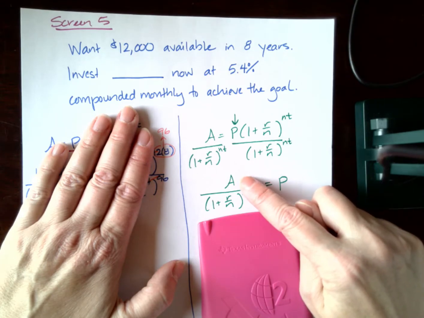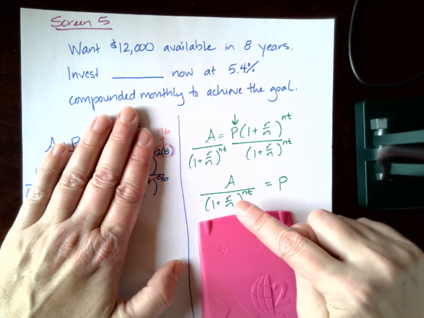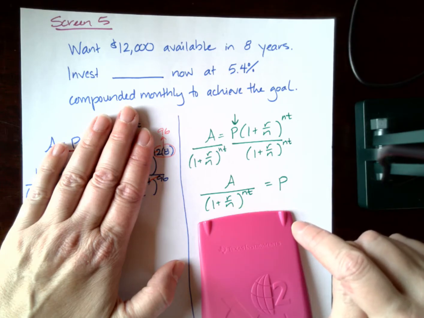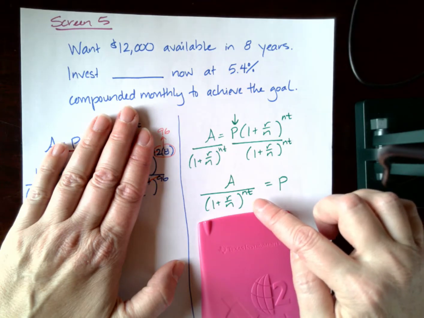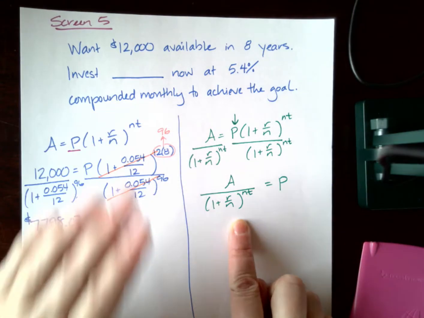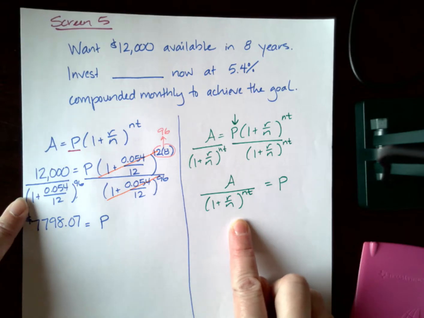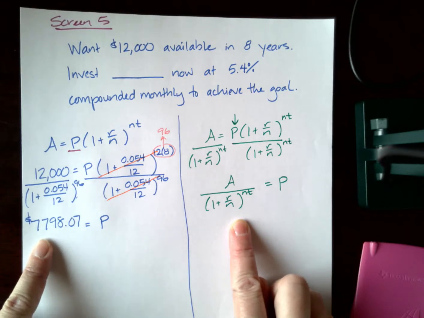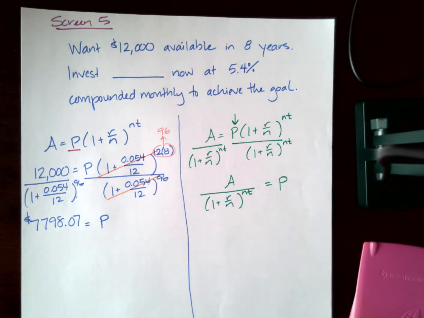And then they fill in the left. They're going to put the $12,000 up top. The R will be 0.054, the N will be 12, and the T will be 8. And looks like I didn't finish that format because it looks just like this over here. And we should all end up at $7,798.07. You can choose which way you like to do that problem. It doesn't matter to me. I kind of like it if you'd have two different ways to do it.